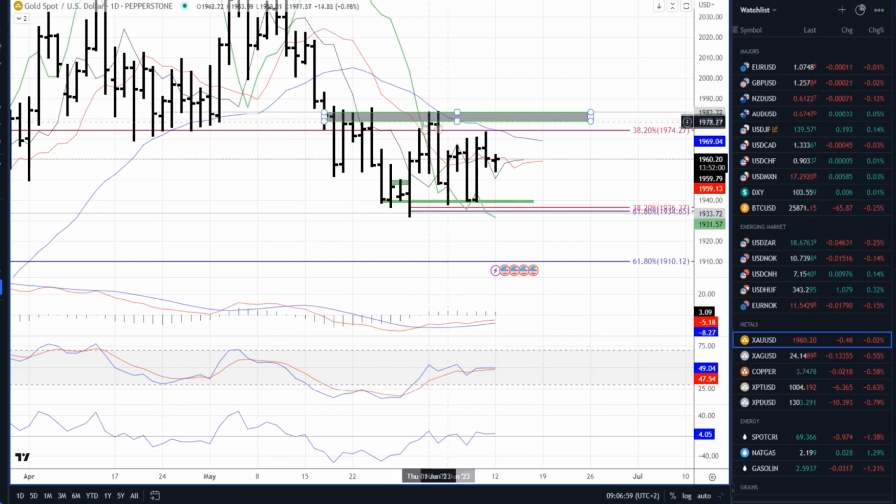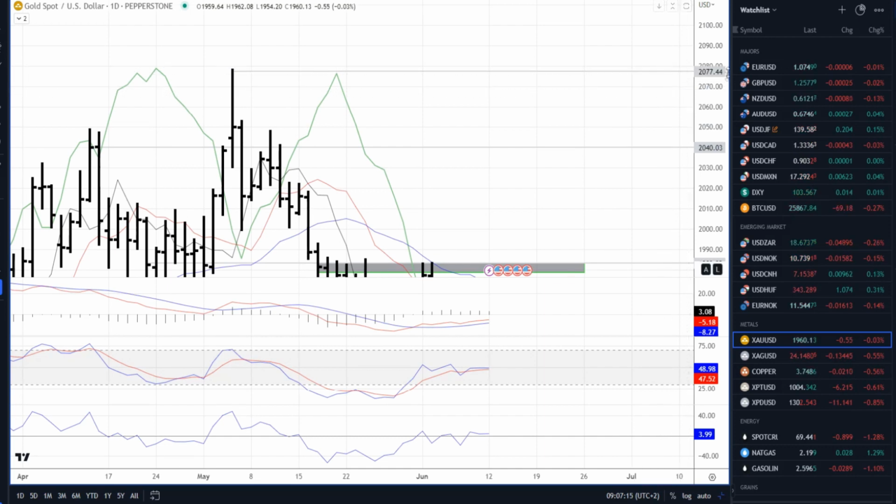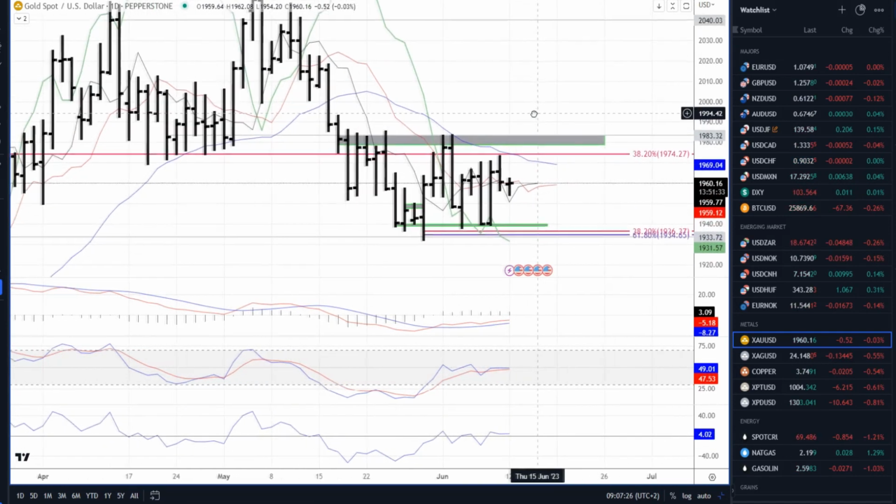This is the resistance cluster relative to the last 20 days, 1984. And then the next, I will say, cluster of swing highs is 2040, and of course the all-time high around 2078. So the first next upside reference is set at 1983.